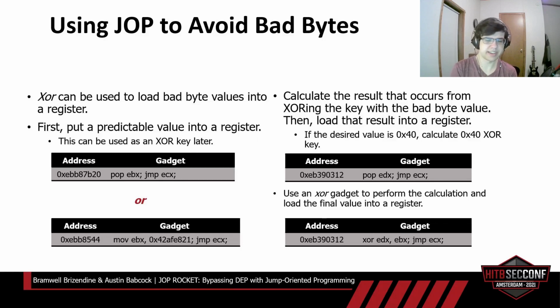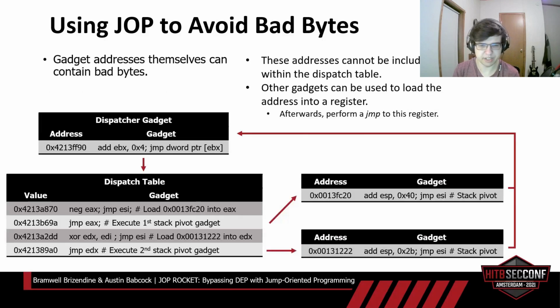One way we can do this is with an XOR gadget, although there's plenty of other ways: add, subtract, negate. But XOR is a good example. So with XOR, we start by popping an XOR key, and then we pop the corresponding value into another register. Again, that doesn't have to be a pop, it just has to get loaded into the register somehow, however you are able to do it with the gadgets you have available. And then once we perform that XOR, we're going to load that final value into a register, and we haven't actually supplied that bad byte value in our payload at all.